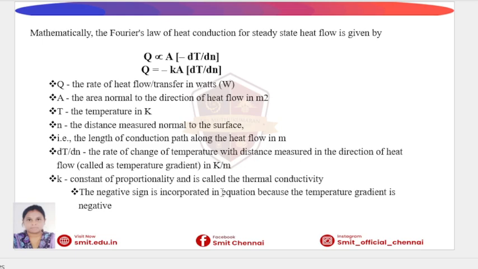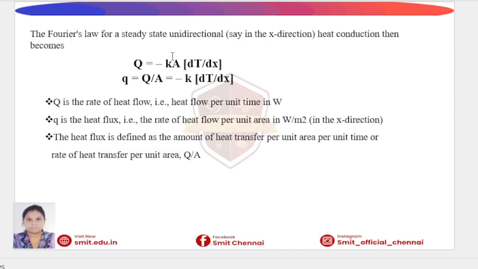It is incorporated in the equation because the temperature gradient is negative. So temperature is changing, right? So that minus will be there. And then Fourier's law for a steady state unidirectional, that is x direction, heat conduction then becomes Q is equal to minus kA dT by dx. It becomes small q is equal to capital Q by A is equal to minus k dT by dx.